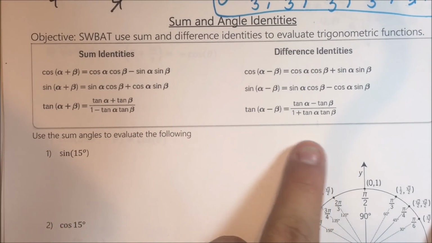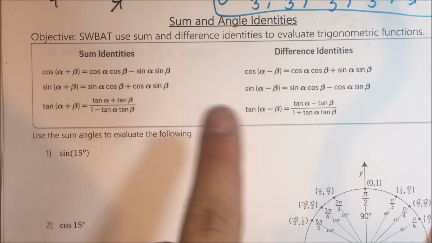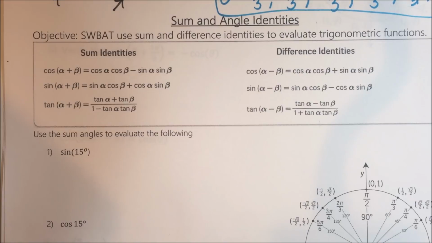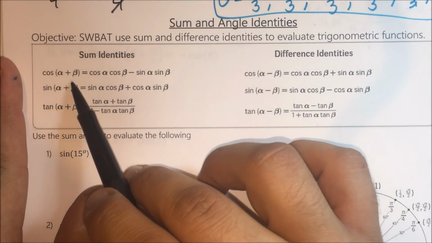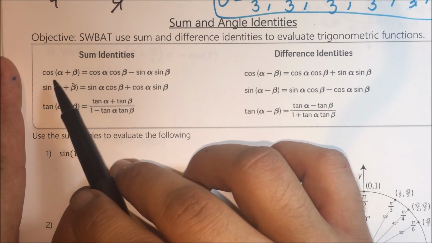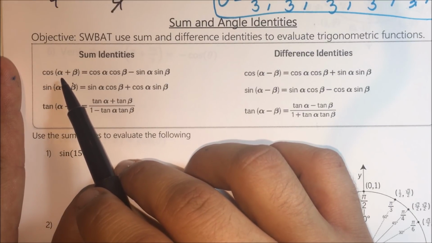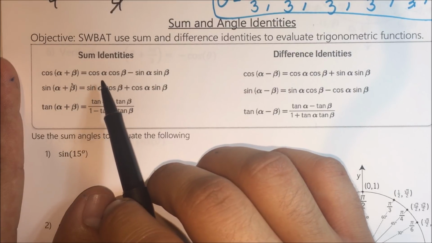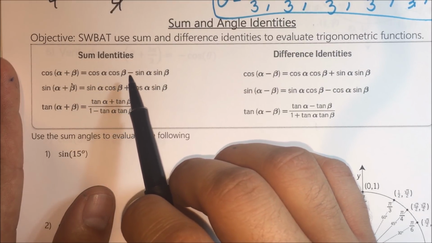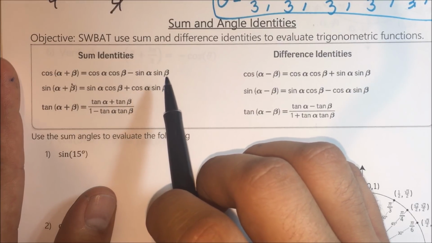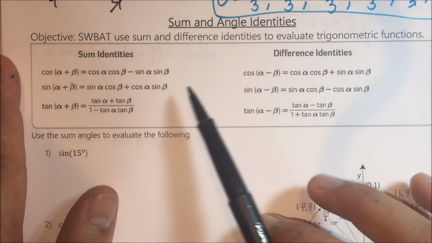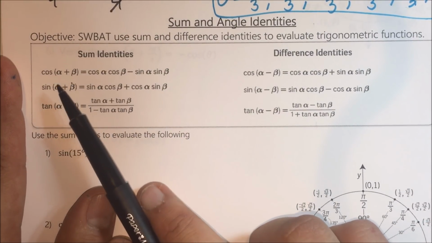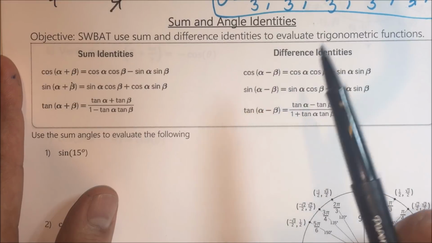So here are what we call our sum and difference identities for cosine, sine, and tangent. Basically what this says is that if I have two numbers or two variables added inside of cosine, so cosine with an alpha plus beta inside, that is going to be the same as cosine of the first thing, cosine of the second thing, minus sine of the first thing times sine of the second thing. And we notice all of these have patterns, and the pattern differs based on whether it's sine or cosine, and also if it's positive or negative.